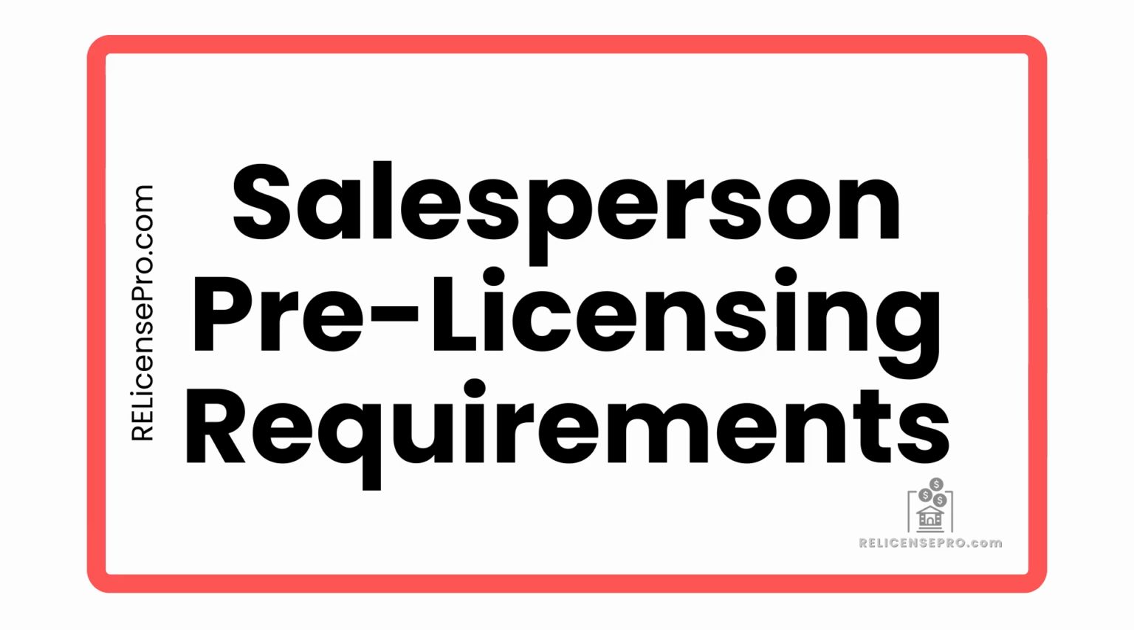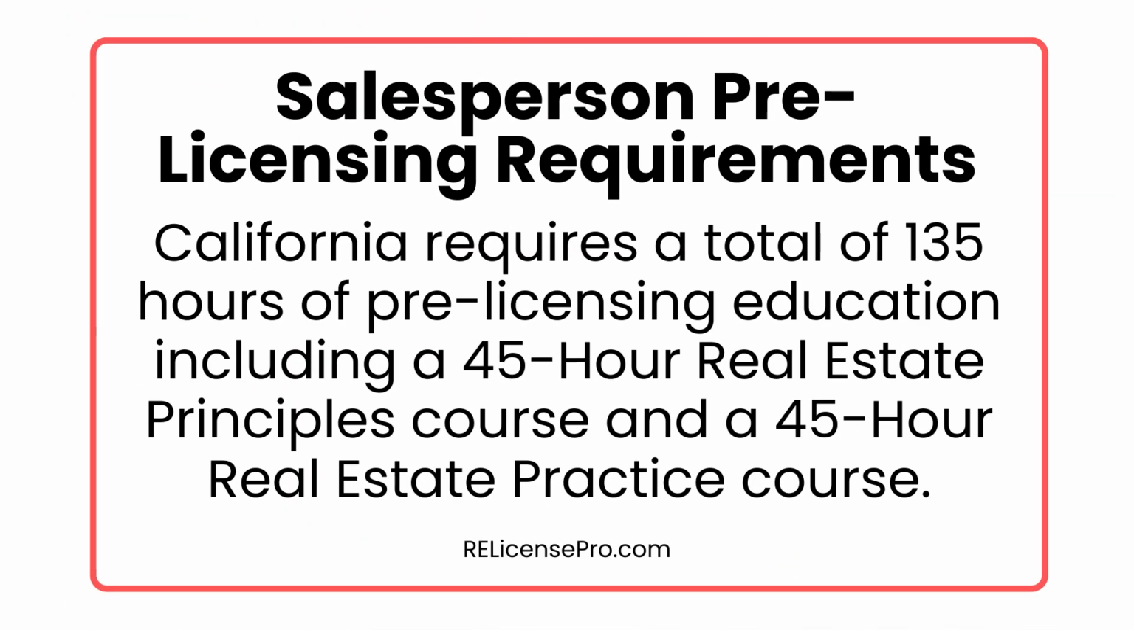Salesperson pre-licensing requirements. Salesperson pre-licensing requirements in California require a total of 135 hours of pre-licensing education, including a 45-hour principles course and a 45-hour real estate practice course.